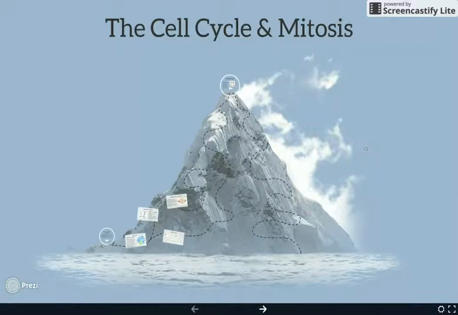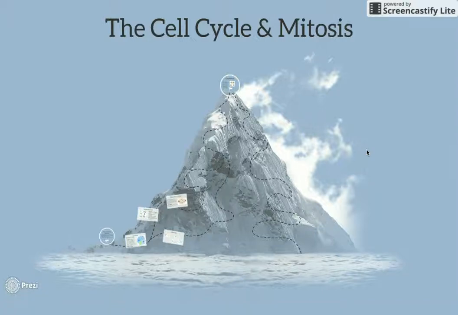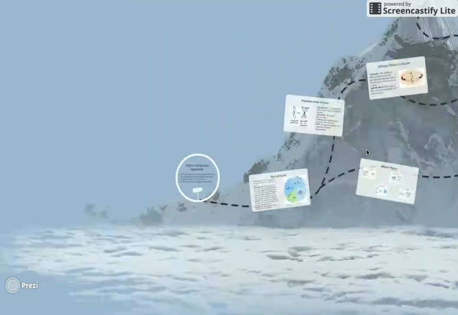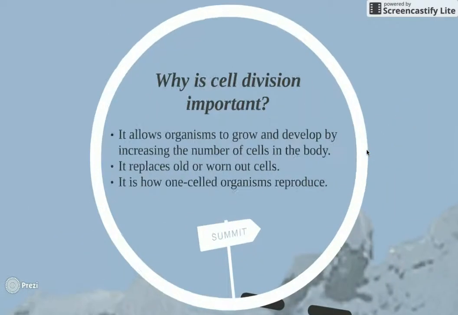In this video, we will discuss the topic of the cell cycle, mitosis, and how the cell divides to make more cells every day in your body. So why is cell division important? 1, it allows the organisms to grow and develop by increasing the number of cells in the body. 2, it replaces old or worn out cells. And 3, it is how one-celled organisms like bacteria reproduce.